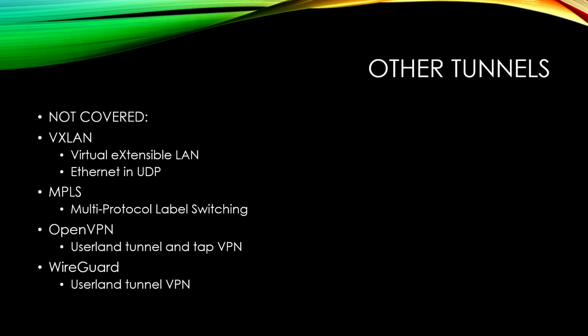I might consider covering it in the future if people truly want to know about it, but we're not going to talk about it. OpenVPN has been done to death. It is a user-land tunnel and tap VPN, which means its performance can be somewhat questionable, and it uses a variety of common crypto systems such as RSA for doing its encryption and decryption.